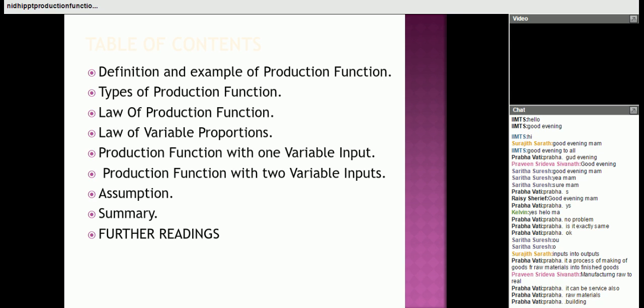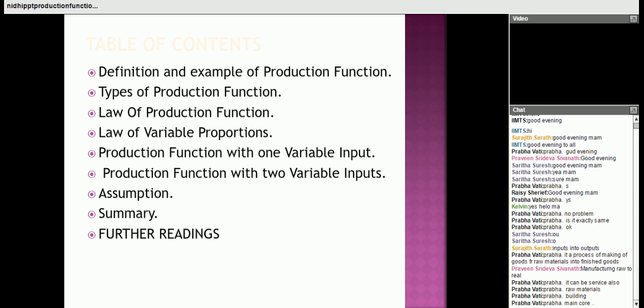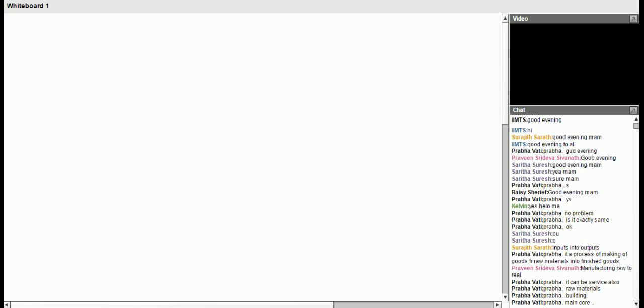And apart from this, there is another input, that is the entrepreneur. The entrepreneur is the one who decides on things. He's the decision maker. So these are known as the factors of production. Okay, so there are basically four factors of production. You can just follow what is being written on the whiteboard. Factors of production. So there are four factors of production.